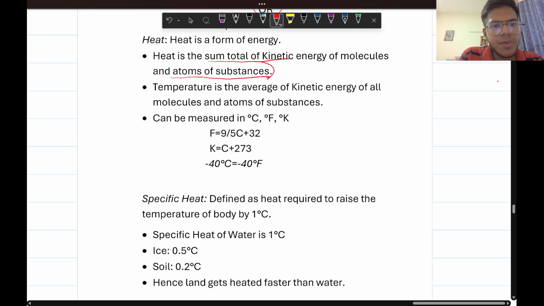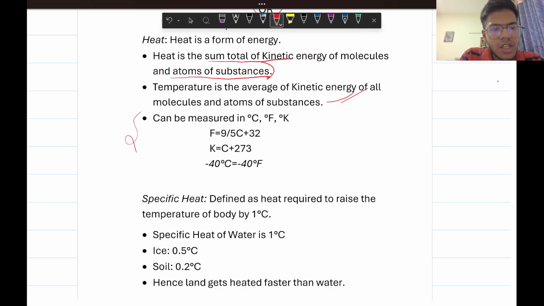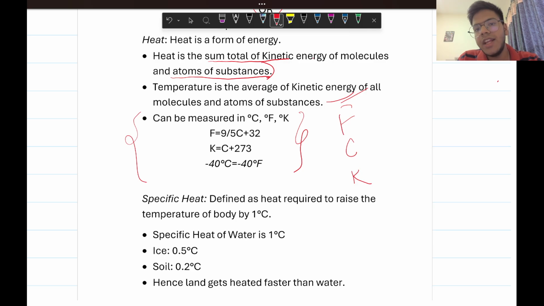We studied that temperature is the average of kinetic energy of molecules. And guys, there are three units to measure temperature: Fahrenheit, Celsius, and Kelvin. The most widely used is Celsius. Now we'll see the unit conversions between these three. F is equal to 9 by 5 C plus 32.